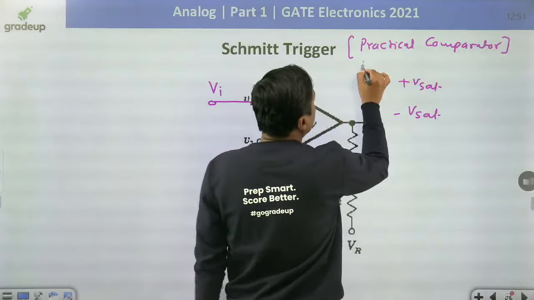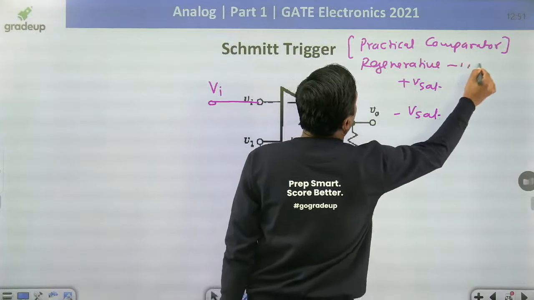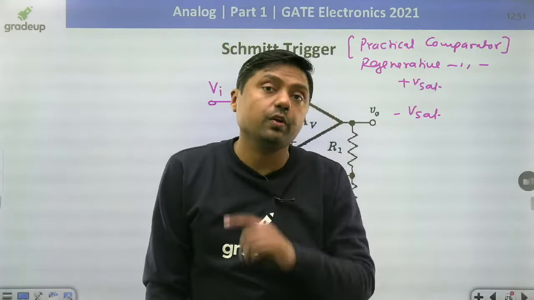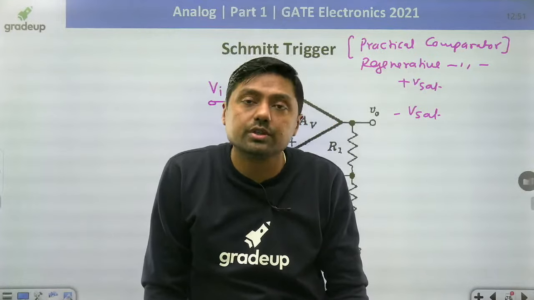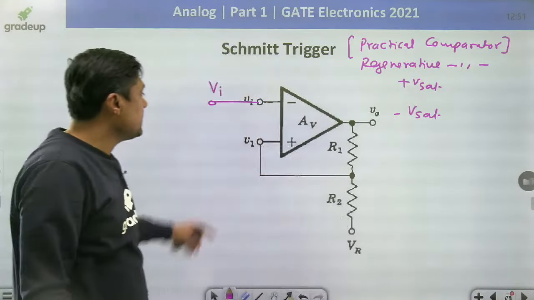Or it is also called regenerative comparator. Why? Because what is the another name of positive feedback? Regenerative feedback. And that's why it is also called positive feedback or regenerative comparator. This is a regenerative comparator.